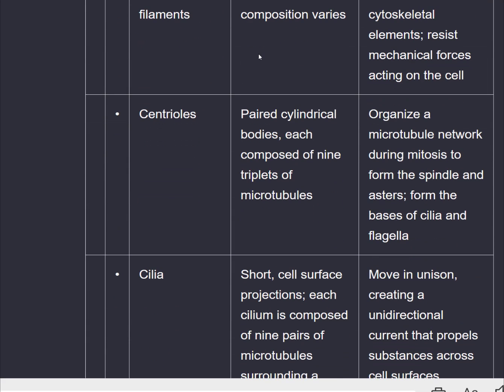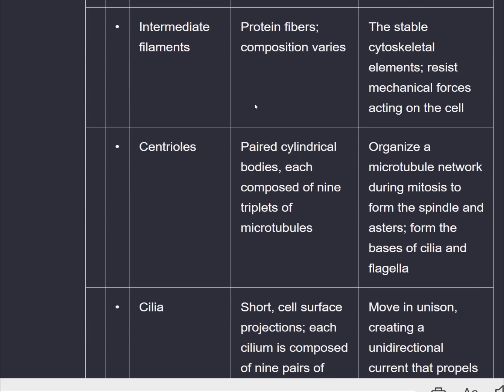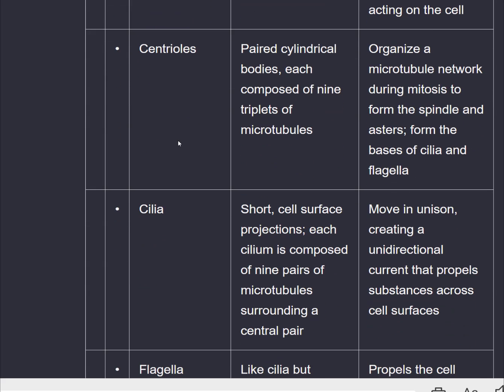Intermediate filaments. Protein fibers. Composition varies. The stable cytoskeleton elements resist mechanical forces acting on the cell. Centrioles. Paired cylindrical bodies, each composed of 9 triplets of microtubules. They organize a microtubule network during mitosis to form the spindle and asters. They form the bases of cilia and flagella.